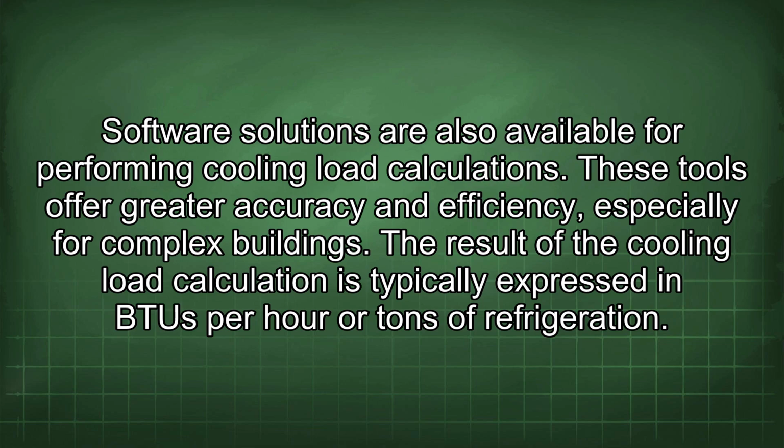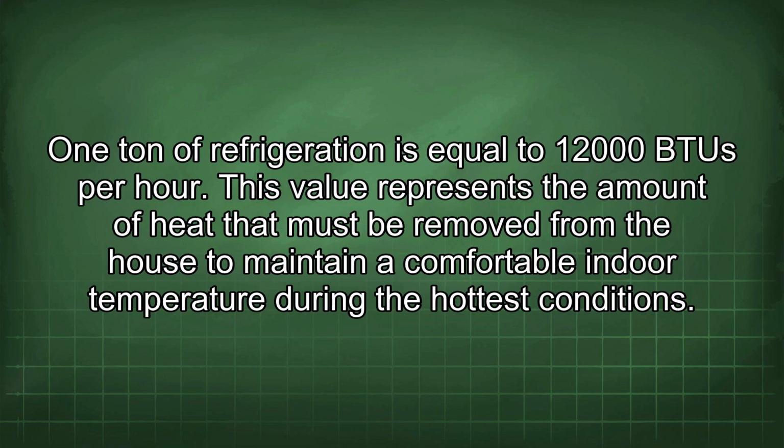The result of the cooling load calculation is typically expressed in BTU per hour or tons of refrigeration. 1 ton of refrigeration is equal to 12,000 BTU per hour. This value represents the amount of heat that must be removed from the house to maintain a comfortable indoor temperature during the hottest conditions.